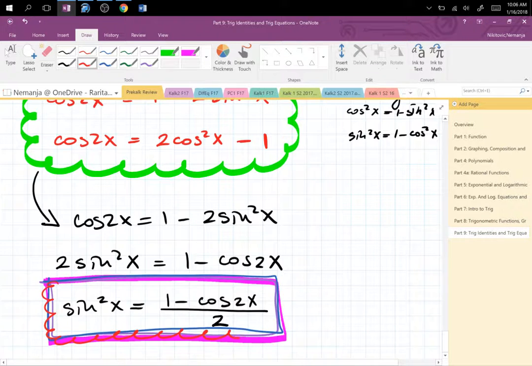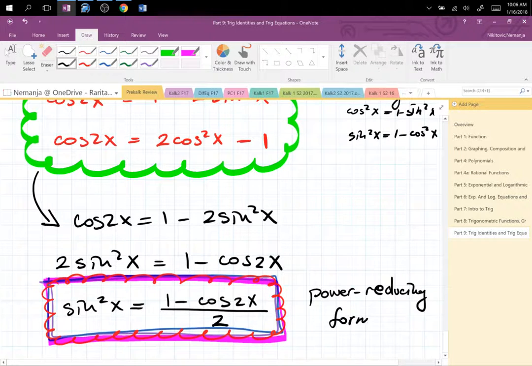You want to take calculus too? Eventually, it's your formula right here. It's called the power reducing formula.